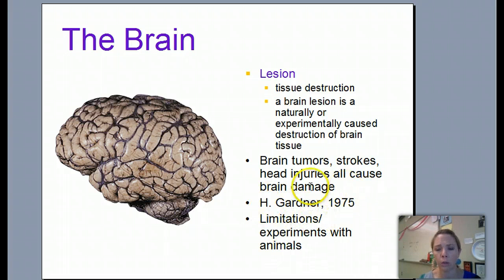Gardner, he actually worked with humans, but he was looking at different parts of the brains being gone and what type of personalities people have. It was in the 1975s. And then really this is a limited research method because of Mr.